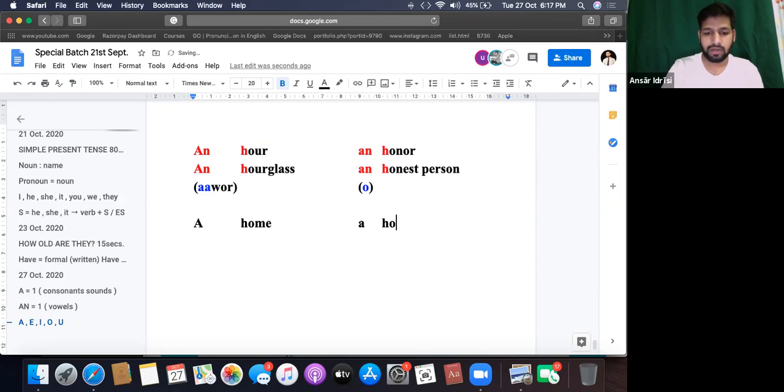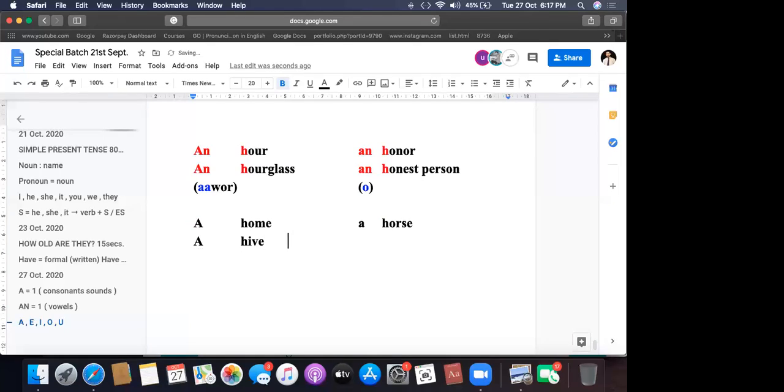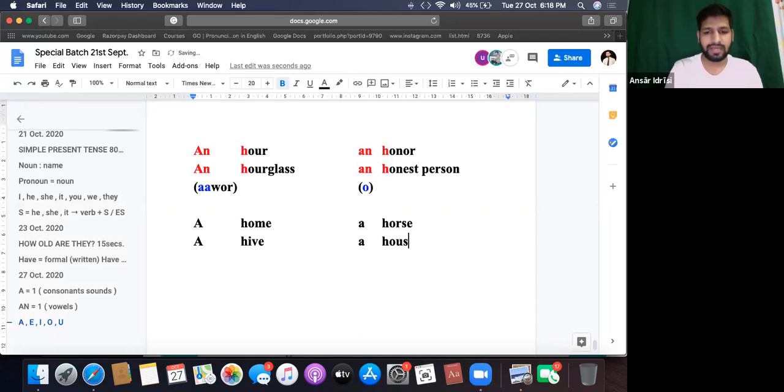Next, a horse. Next, a hive, a house, etc. If you see here, I'm putting A before the words which are starting with H, and the next letter is a vowel. Here, a word is starting with H and the next letter is a vowel, and I'm putting N there.